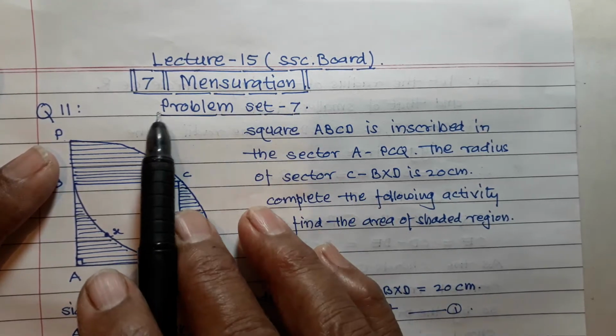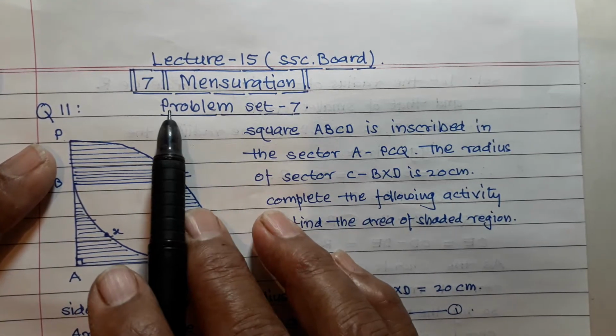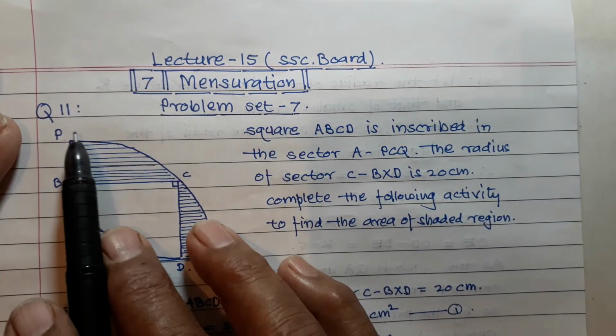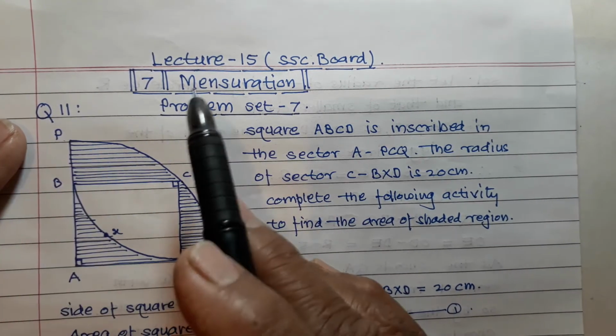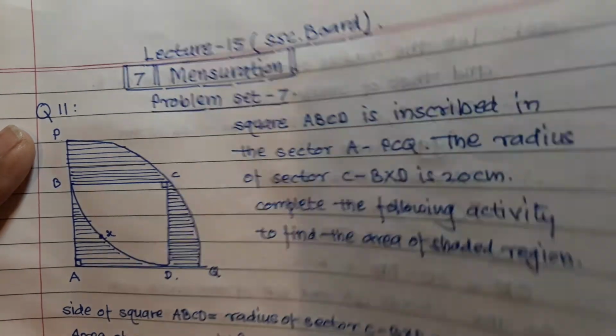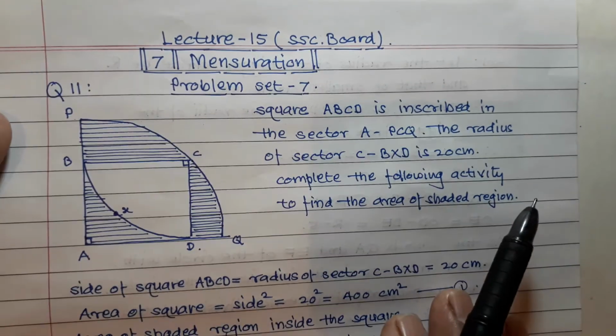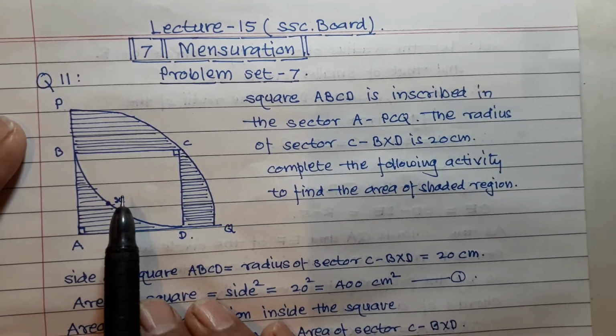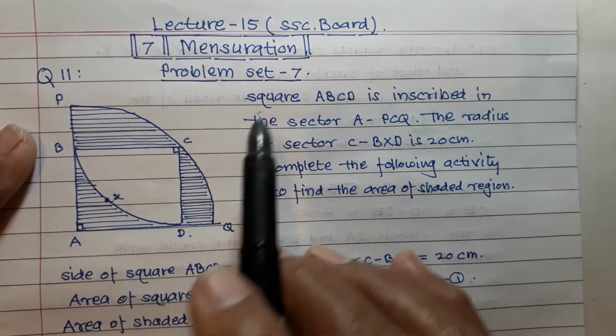In this lecture, I am going to explain some examples from problem set 7, question number 11. Now, there are two questions and both are very important questions. So try to concentrate, try to understand.